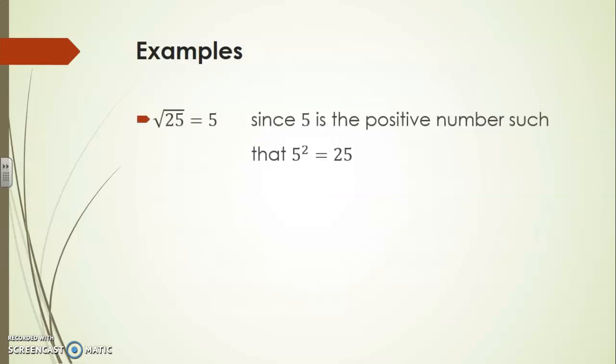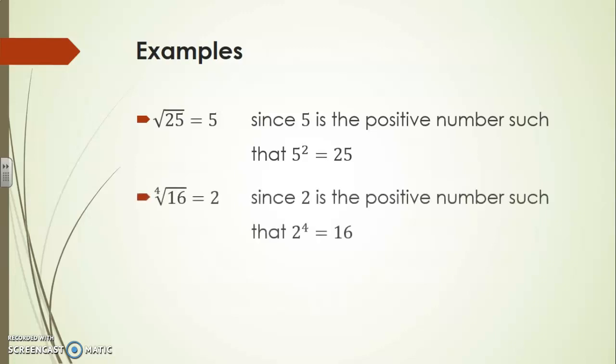For example, the square root of 25 is 5, because 5 is the positive number that you can square to get 25 with. The fourth root of 16 is 2, because 2 is the positive number for which 2 to the power 4 is 16. And the sixth root of minus 1 is simply undefined, because the argument minus 1 is negative.